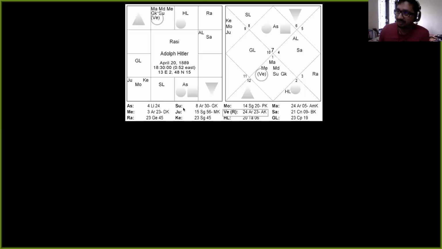And you can see that Venus has its Moolatrikona in the 7th house. Venus is also the second lord, and this Bharani Nakshatra is connected with the second house of wealth, and how that was enabling his 7th house rise in power. And he definitely had great foreign allies, you could say, a lot of foreign diplomacy, things like that. Venus exalted in the 12th house.